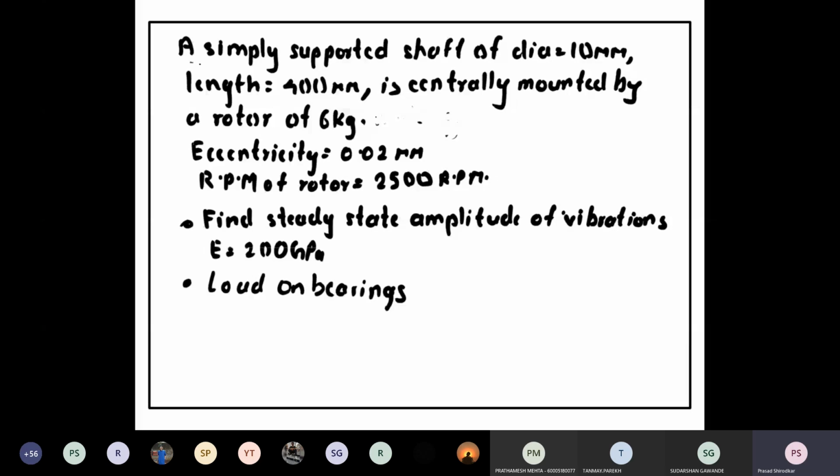A simply supported shaft of diameter 10 mm, length 400 mm is eccentrically mounted by a rotor of 6 kg. Eccentricity is 0.02 mm. RPM of motor is 2500. Find the steady state amplitude of vibration and load on bearings. Okay, so here in this question, slightly different things are asked. So we'll do that.